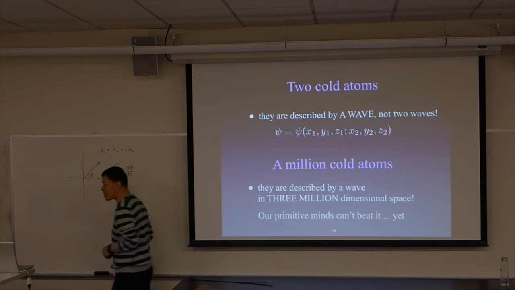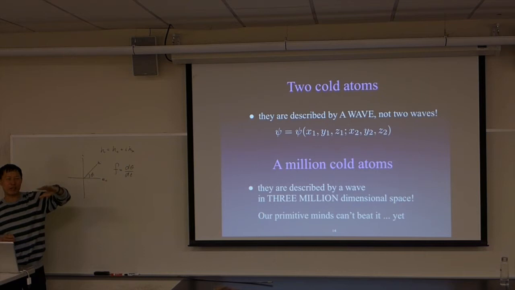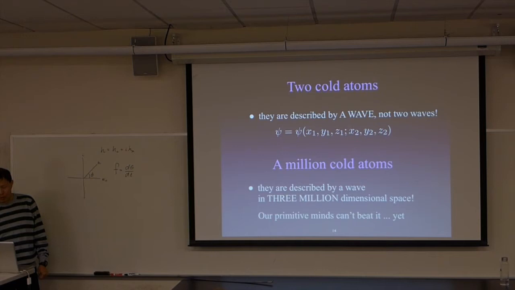Not the motion of the particle, because the particle does not have well-defined position or velocity. We can only calculate the evolution of the wave function using the Schrödinger equation. If we have a million cold atoms, they will be described by a wave in 3 million dimensional space. So our primitive minds cannot read it yet.